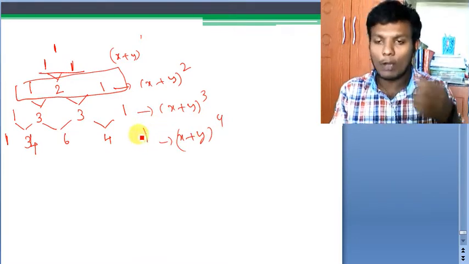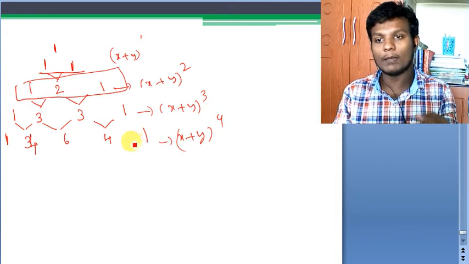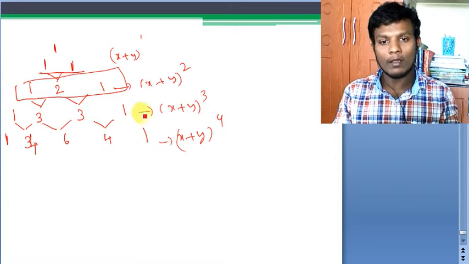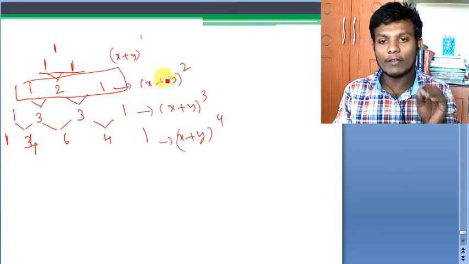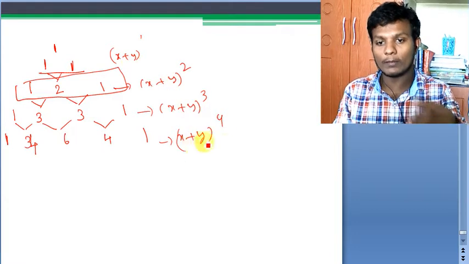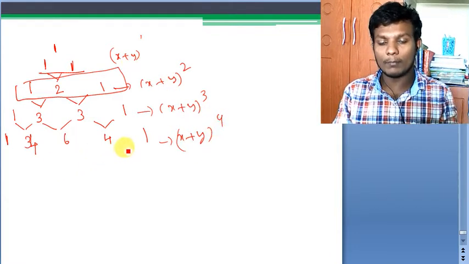But if there are complicated powers, there you will have a theorem called the binomial theorem. You will come to that in your 11th grade. But for now, we can very conveniently write x plus y whole square, x plus y whole cube, x plus y whole power 4 with the help of this simple concept.